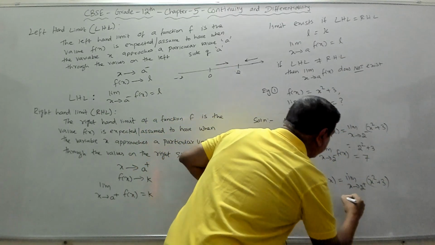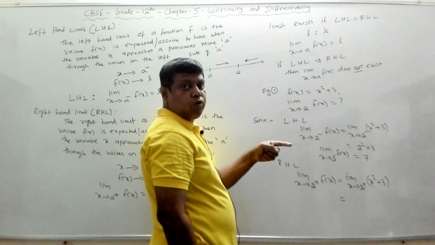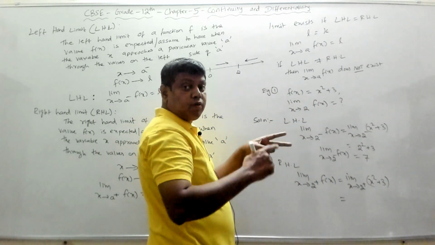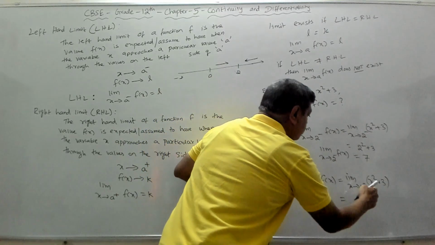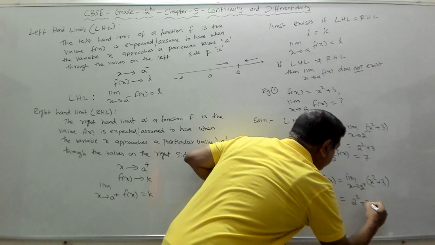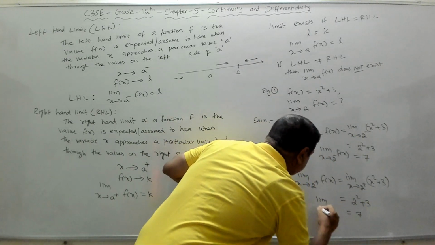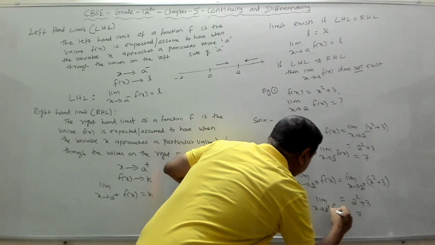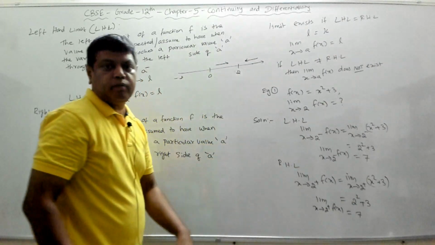Right? So now if you substitute 2 here, we do not put 2 plus. The plus denotes we are approaching 2 through the values greater than 2, or through the values on the right side of 2. Now if you substitute 2, you get 2 square plus 3, which is also 7. So your right hand limit, limit x goes to 2 plus f of x, is also 7. Your left hand limit is also 7. So both the limits are matching.